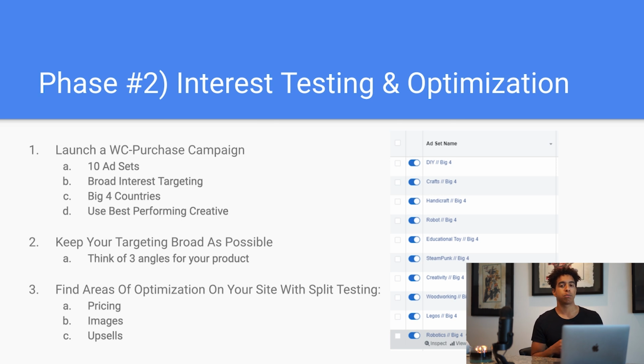You want to make these as broad as possible with the targeting. I like to target things only over 1 million in terms of interest because it gives Facebook room to play and room to look for your ideal buyer. For the location, you want to do big 4 countries, and then you can take that best performing creative and stick it inside of that ad set. So now you have this campaign with an optimized creative, okay?